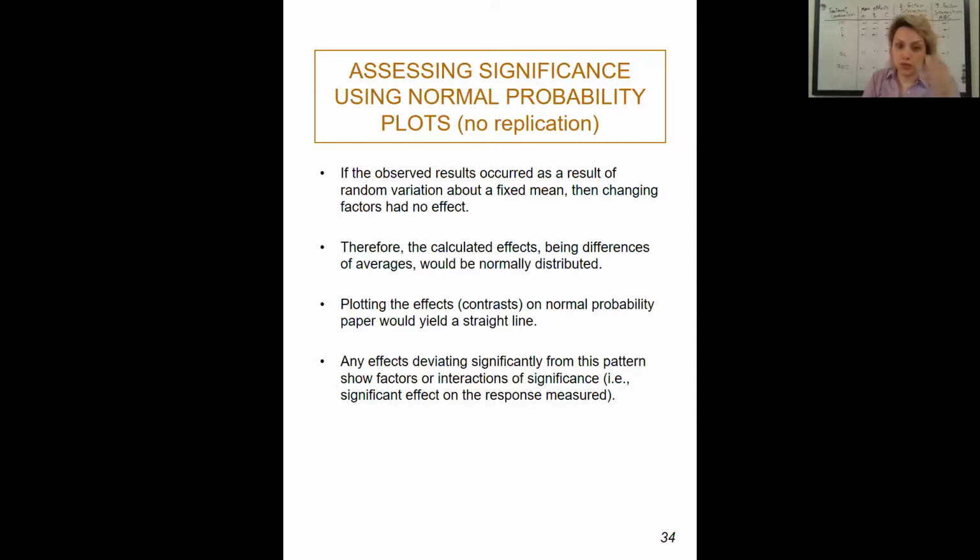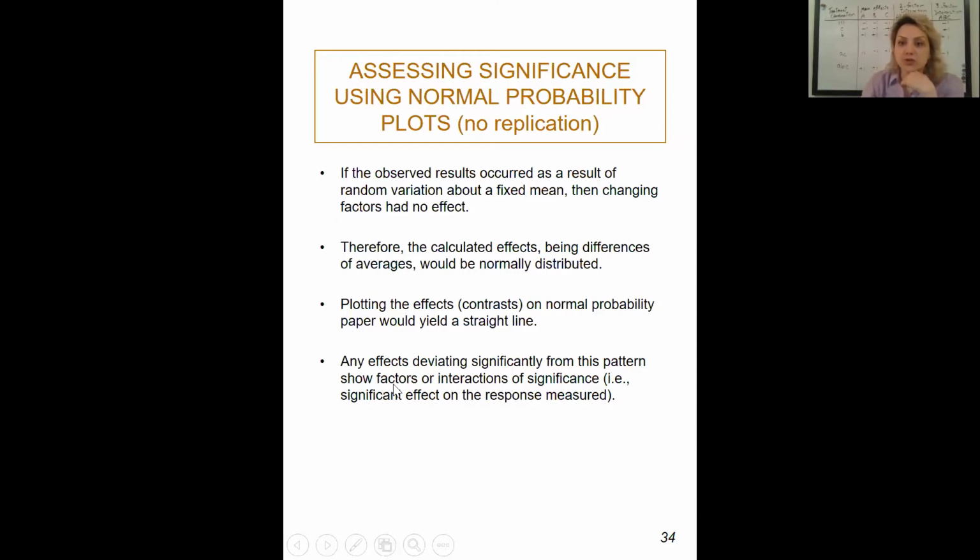So you can plot the effects that you find on normal probability paper, and you will see whether you have a straight line or not. When you draw that and you have the straight line, whatever effects deviate significantly from the pattern would show that those factors or interactions are significant. That's another way of finding if the factors or interactions are significant.